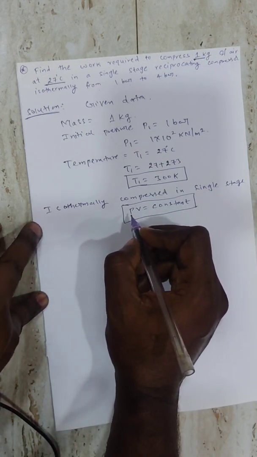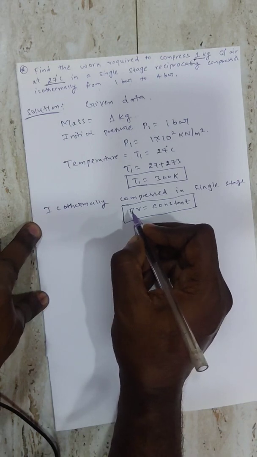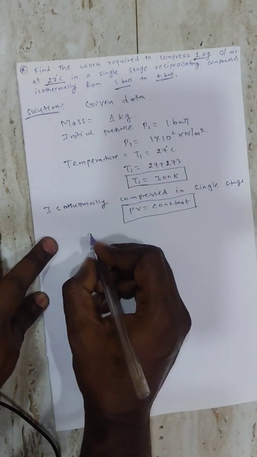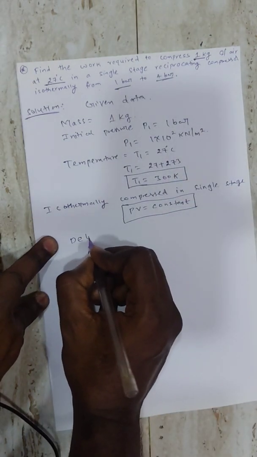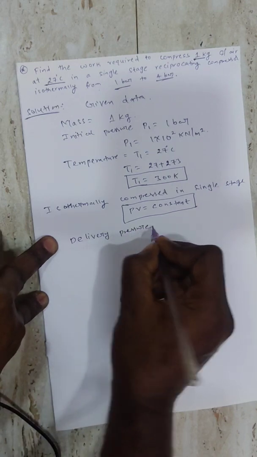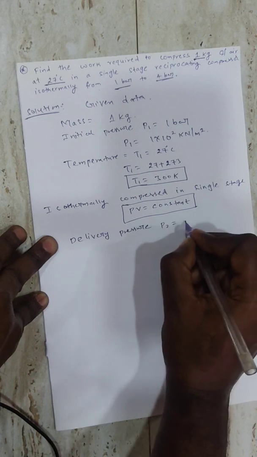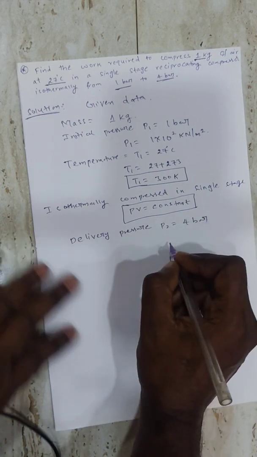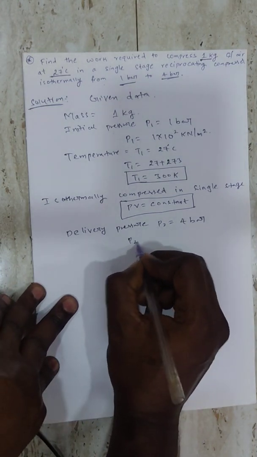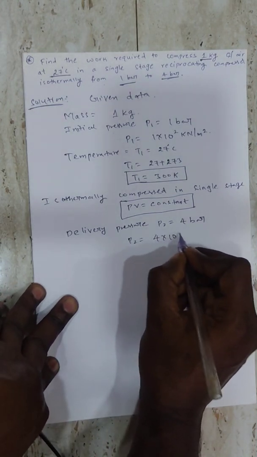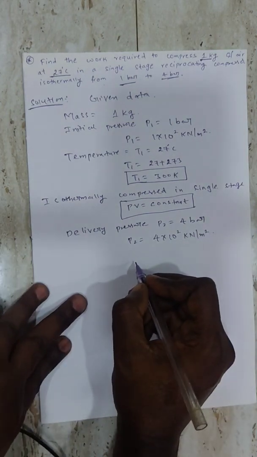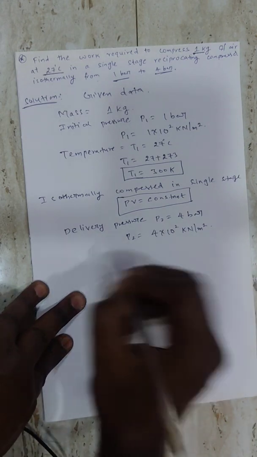What happens? He has also given the exit pressure, the delivery pressure, that is P2 is equal to 4 bar. Nothing but P2 is equal to 4 into 10 square kilonewton per meter square.